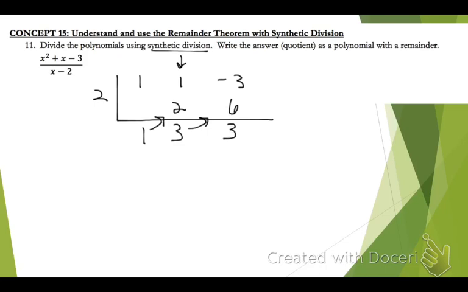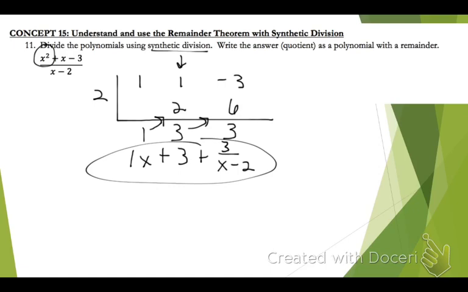So since we're dividing, we want to know the polynomial that we get once we divide. So we're going to add in our variables. Remember, we start with one power less than the power we started with. So this is actually 1x squared plus, oh I'm sorry, not x squared, just 1x. So 1x plus 3. And then our last number is our remainder. So we'll just say plus 3 and then put it over our divisor, x minus 2. So that's our resulting polynomial.